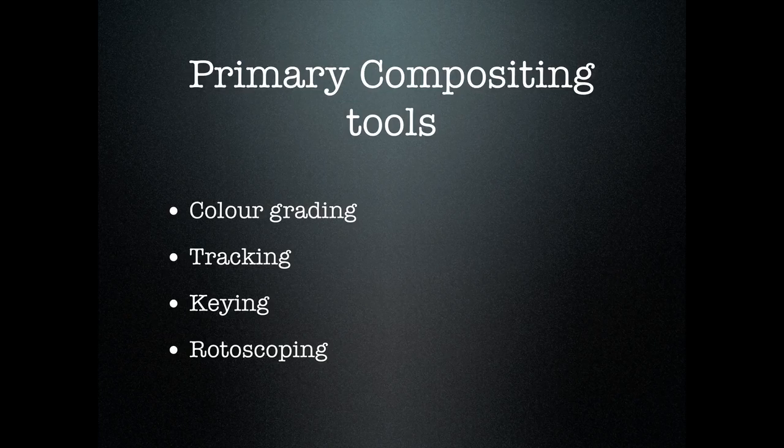The main real tools in compositing are color grading, tracking, keying, and rotoscoping. There are many tools inside all compositing packages, and when you really break it down and try to define it into some main categories, this is what you get. Color grading obviously is modifying the color of an image in order for it to fit image B.